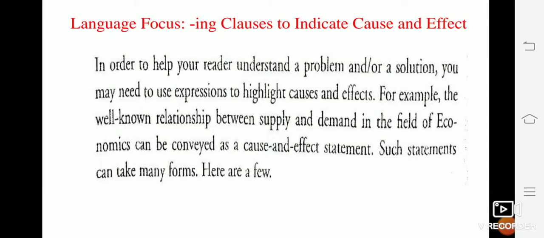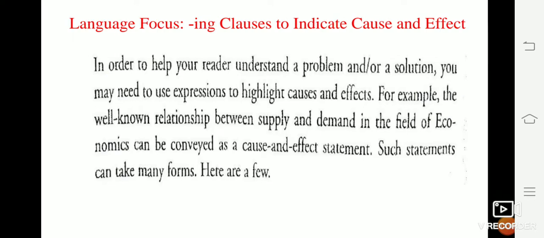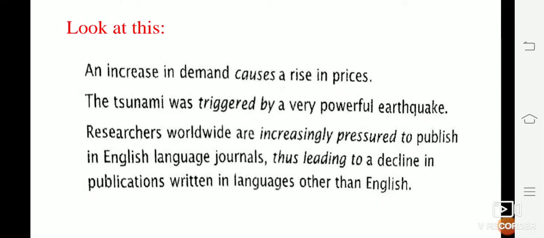Okay, let's continue. We continue to look at language focus: clauses to indicate cause and effect. In order to help your reader understand a problem and or a solution, you may need to use expressions to highlight causes and effects. For example, the well-known relationship between supply and demand in the field of economics can be conveyed as a cause and effect statement. Such statements can take many forms. Here are a few. Can you now look at here?